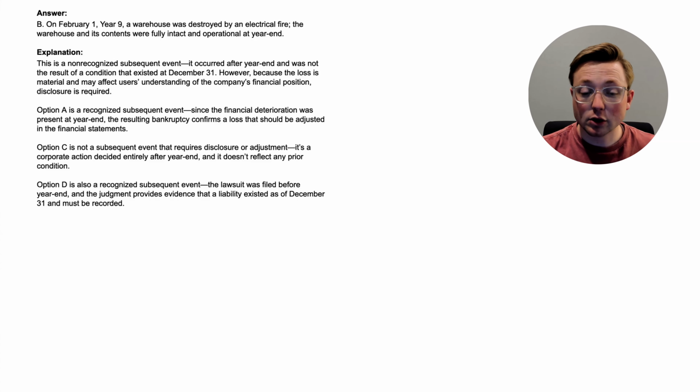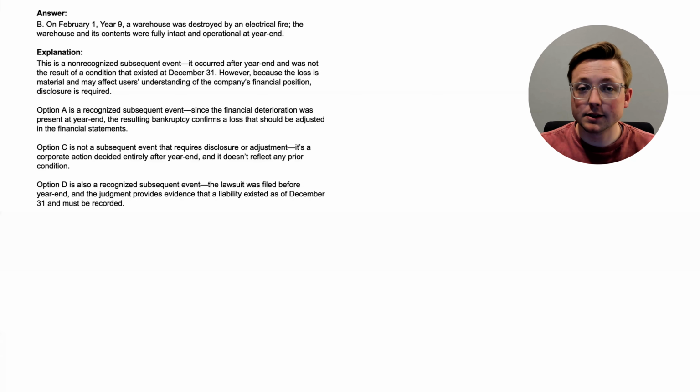And then option D is also a recognized subsequent event. The lawsuit was filed before year end, and the judgment provides evidence that a liability existed as of December 31st and must be recorded. So we learned a lot about subsequent events and what a subsequent event is and what types of subsequent events there are. We learned a lot in these 5 questions.